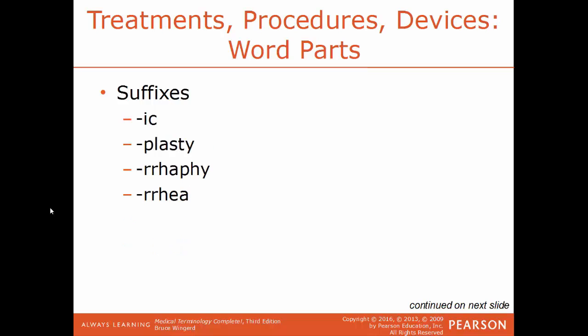The suffix ic means pertaining to. Plasty, the surgical repair of. Raphy is a reference to a suture. And last one here, urea, is a flow or a discharge. Scopy is a visual examination. Spasmodic is having spasms, a sudden contraction of muscles. Stomy, formation of a new opening. And suffix tomy is the process of cutting.